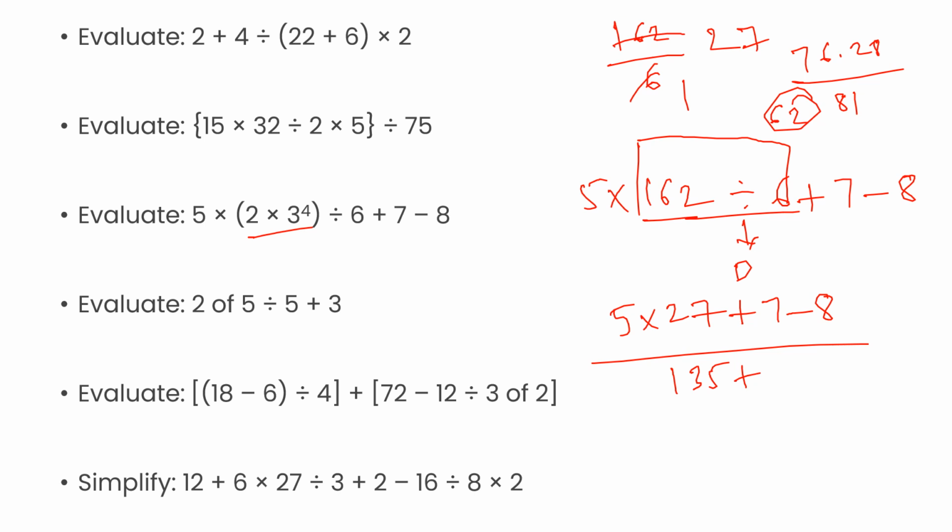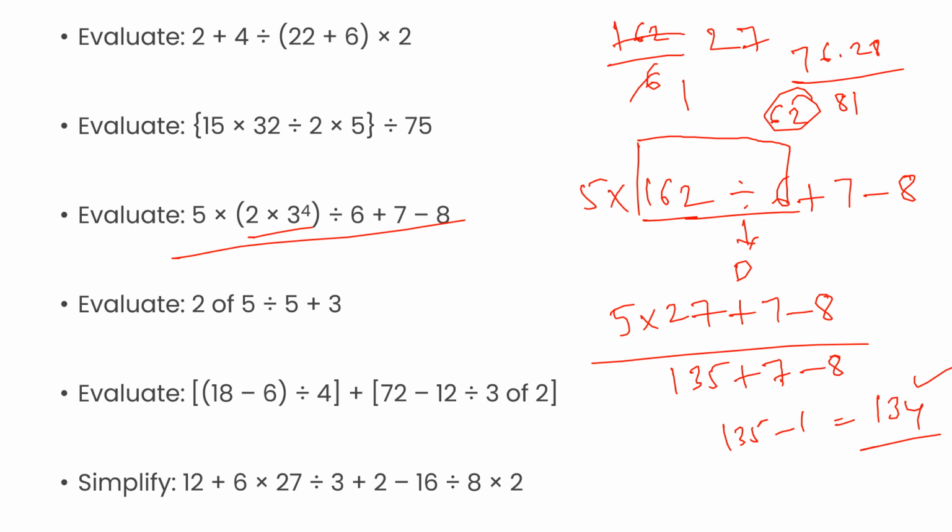Plus 7 minus 8. Minus means 7 minus 8, which is minus 1. 135 minus 1. What's the value? 134. So 134 is the answer for the given question.